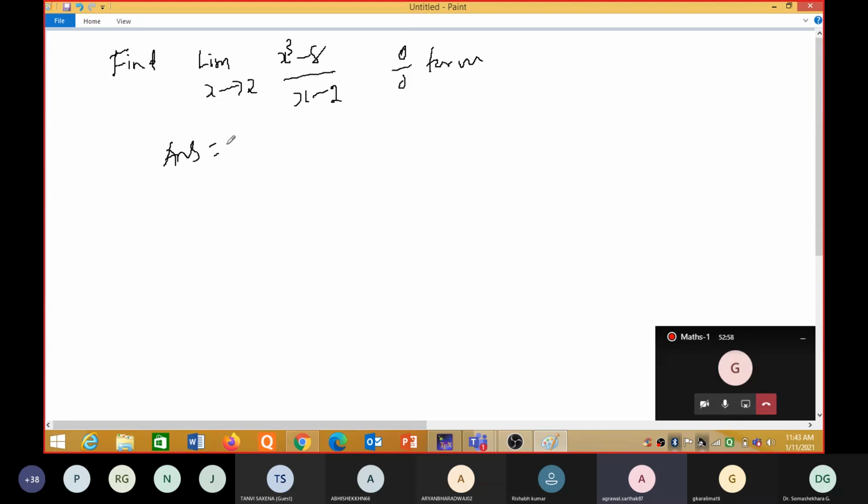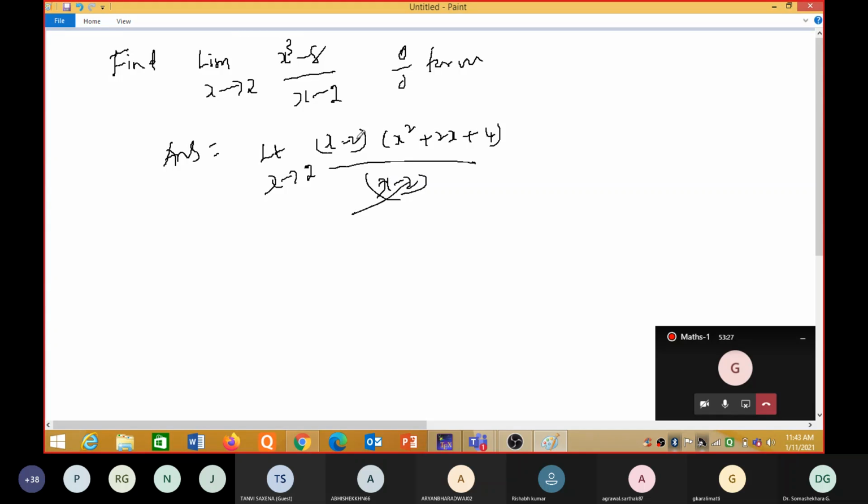We can use the L'Hospital rule or directly also we can evaluate it. This you already know. Limit as x tends to 2: how do you write x cube minus 8? A cube minus b cube: x minus 2 into x square plus 2x plus 2 square, which is 4. I am using the a cube minus b cube formula over x minus 2. Otherwise you can use the L'Hospital rule. When x tends to 2, 2 square plus 2 into 2 plus 4. So what is the answer? The answer is 12. Like this also we can evaluate.